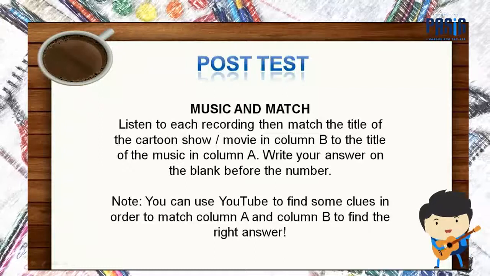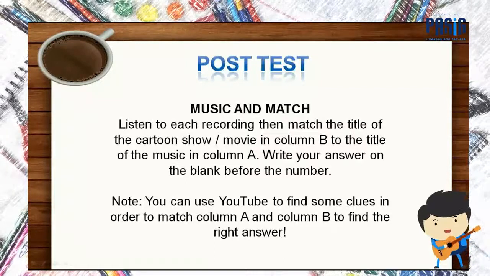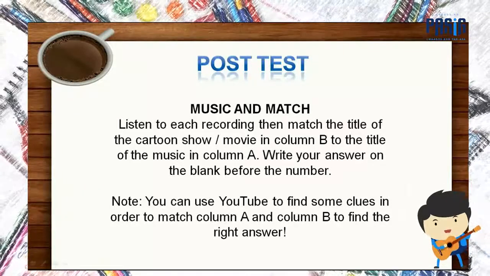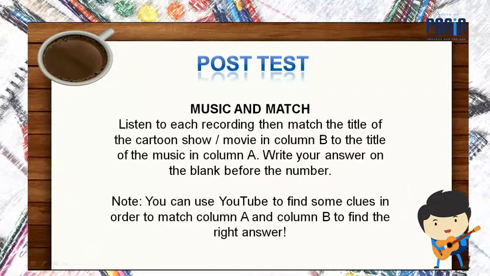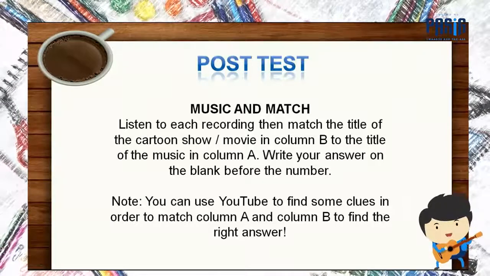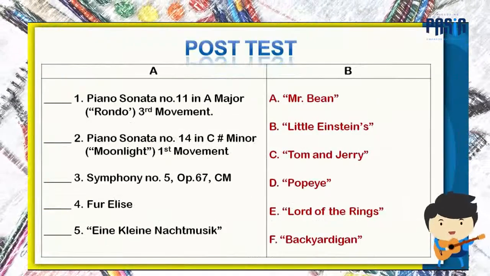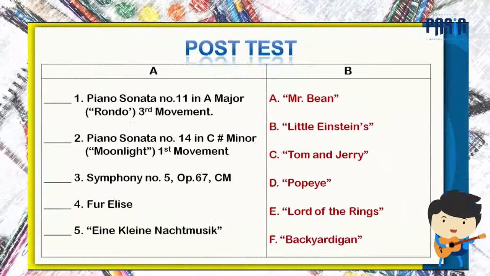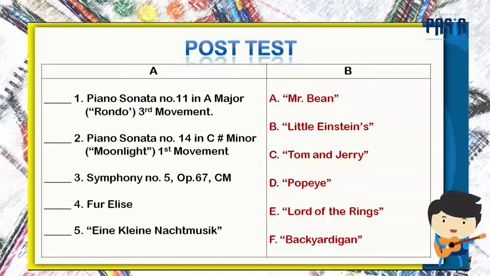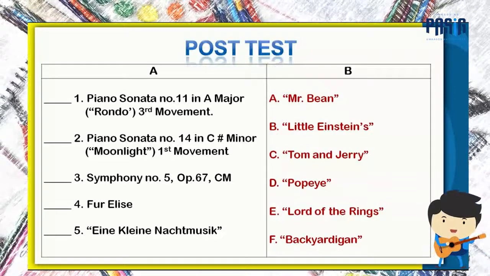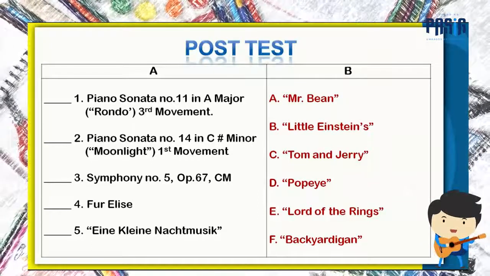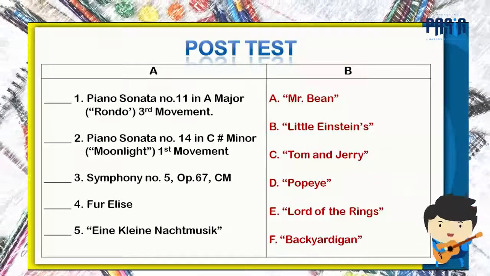Music and match. Listen to each recording, then match the title of the cartoon show or movie in column B to the title of the music in column A. Write your answer on the blank before the number. You may start now. You may pause for a while as you answer this post test. If you're done, you may check your own paper. The answer for wrap up and post test is located at the back part of your module. Be honest in checking of your paper.